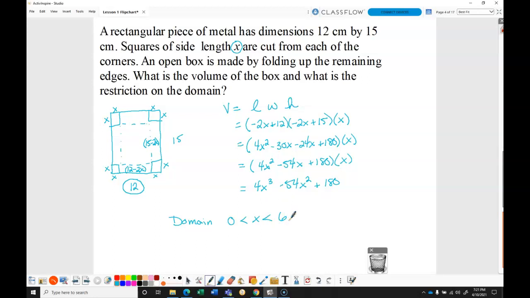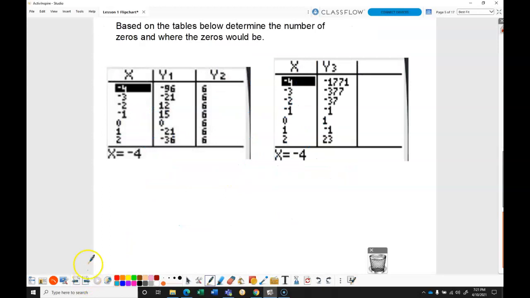All right, so the next question. This is an example of what a table would look like on a calculator if we entered certain equations, okay? We don't need to know what the equations are to answer this question, but what we want to pay attention to is these two columns on this table, and then we'll pay attention to these two columns on this table. So it says, based on the table below, determine the number of zeros and where the zeros would be.